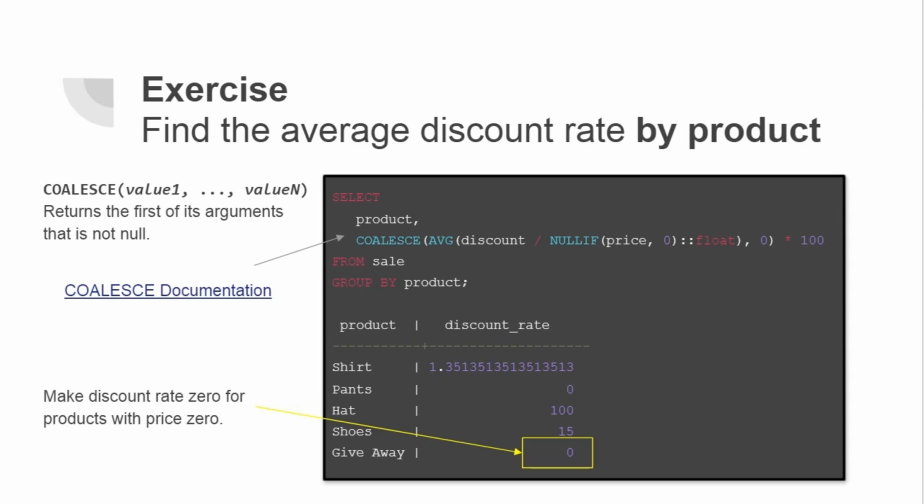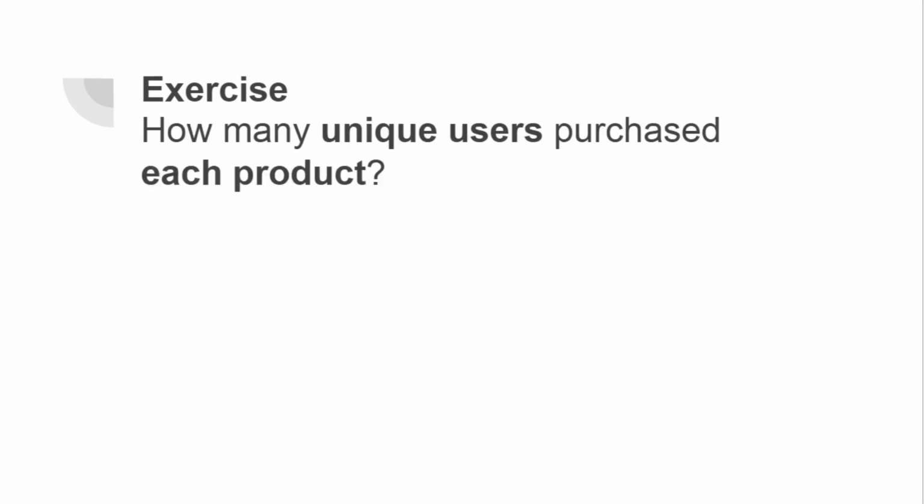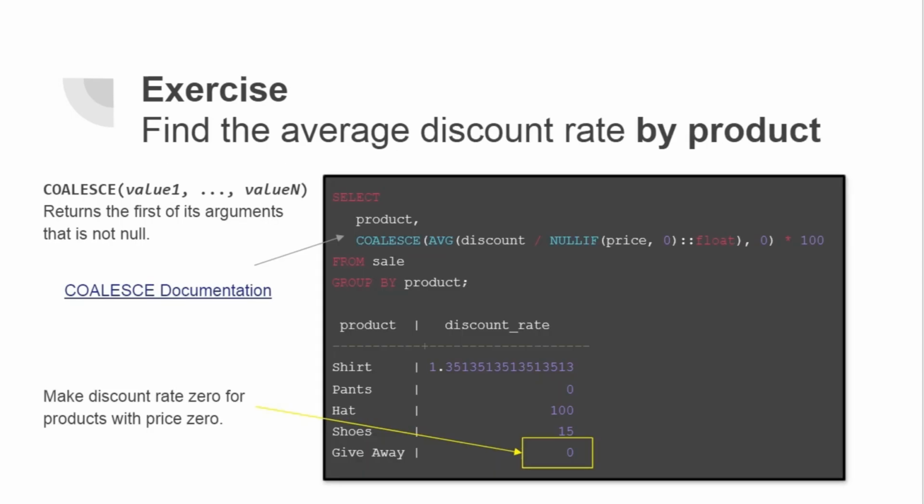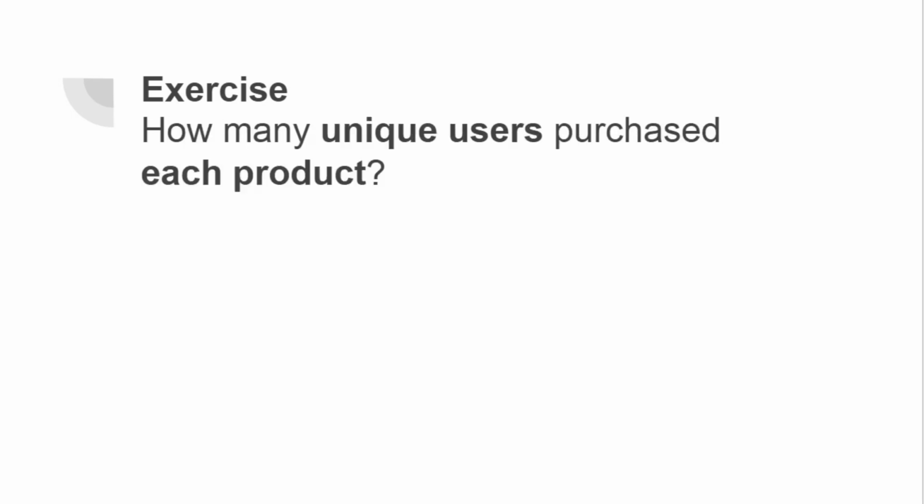So in this query, you can see that we use COALESCE and surrounded the entire expression. When this expression, the average discount rate, is null, we give it zero. The first argument is the expression, the second one is zero. And as you can see, the discount rate for giveaway is now zero. Great. Now I want to move on to the next exercise. Hopefully you got it. We are going to come back to COALESCE in a bit.